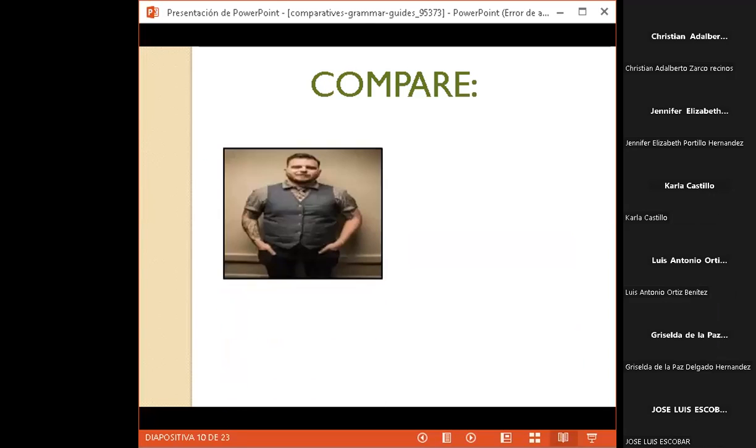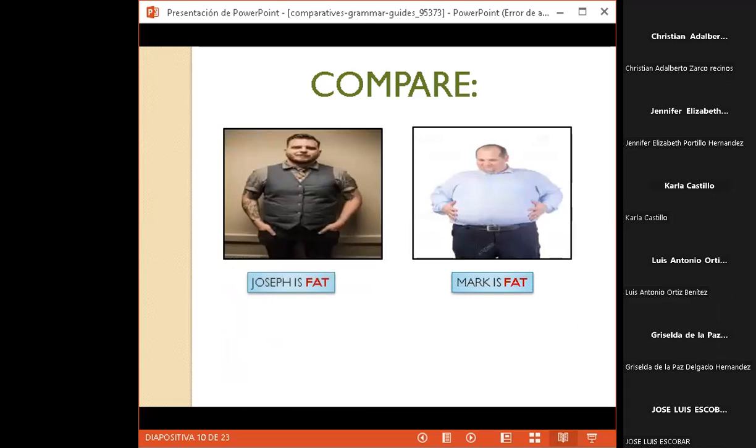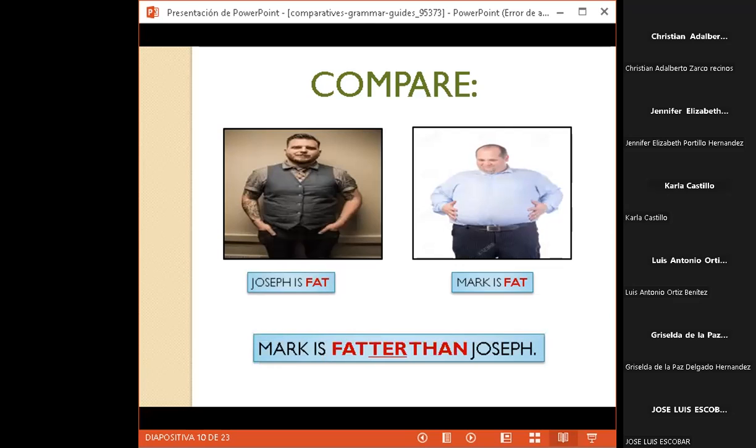Let's see another one. Joseph is fat. Mark is fat. Consonante, vocal, consonante. En este caso, duplicamos la última consonante. Mark is fatter than Joseph. Mark es más gordo que Joseph. Okay.